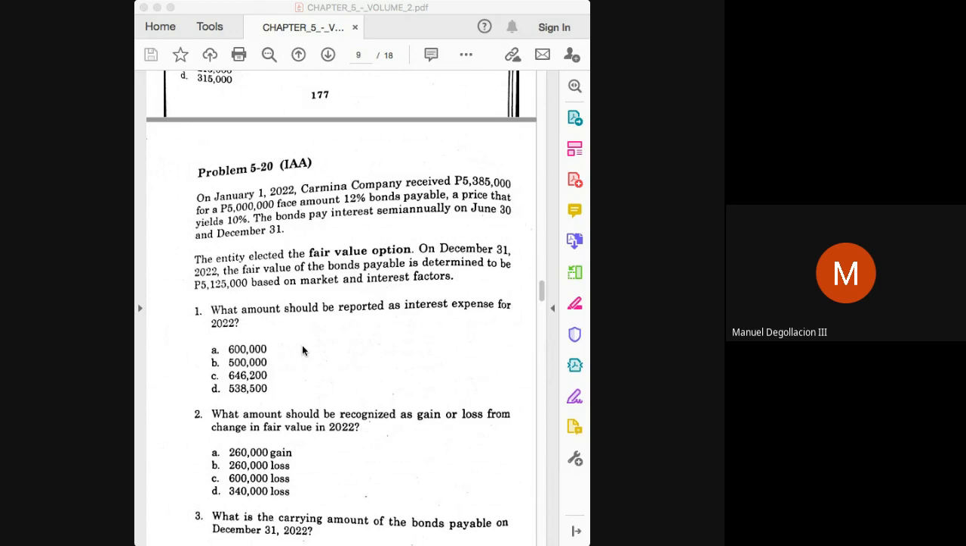Here, on January 1, 2022, Carmina Company received 5,385,000 for a 5 million face amount, 12% bonds payable, a price that yields 10%. The bonds pay interest semi-annually on June 30 and December 31. The entity elected a fair value option on December 31, 2022. The fair value of the bonds payable is determined to be 5,125,000.